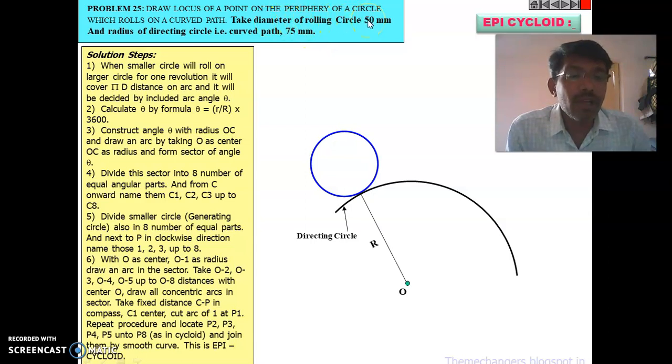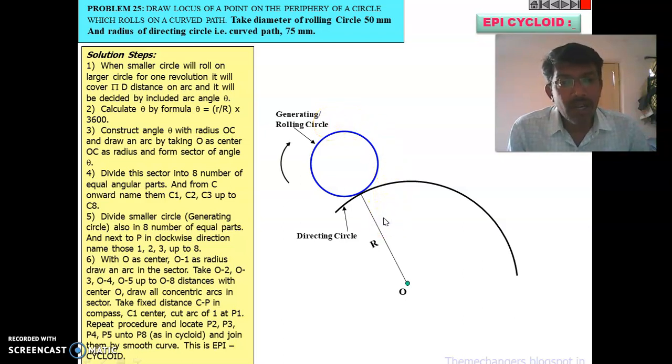Don't confuse the dimensional units. This is the diameter, so you have to take 25 as the radius. You can directly take 75 mm from O and draw an arc. Now take 25 mm as the radius with center C and draw a circle. This is called the generating circle, or you can call it the rolling circle.